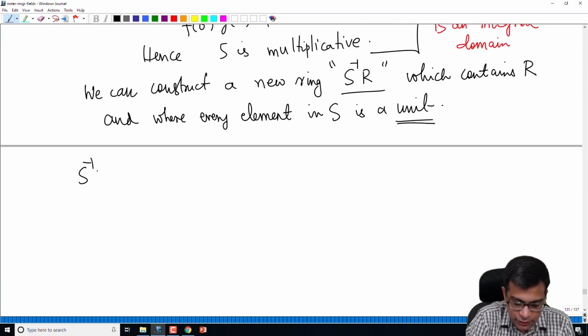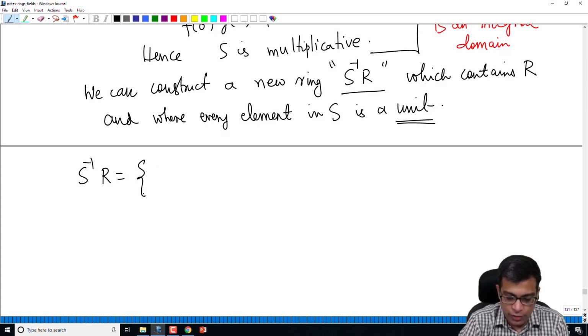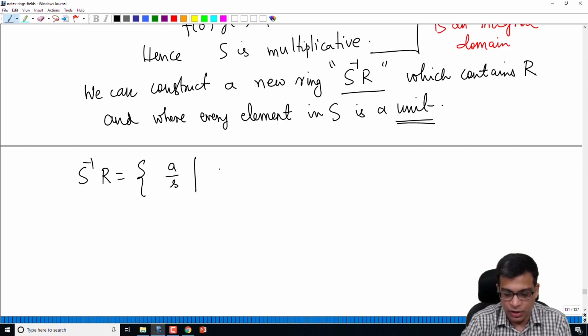So we define S inverse R to be, and please keep in mind the example of how we construct rational numbers from integers. We have integers and we take ratios. In S inverse R, we take ratios where the denominator is in S. Simply, it is defined like this: A by S, they are just symbols at this point, where A is in R and S is in S.